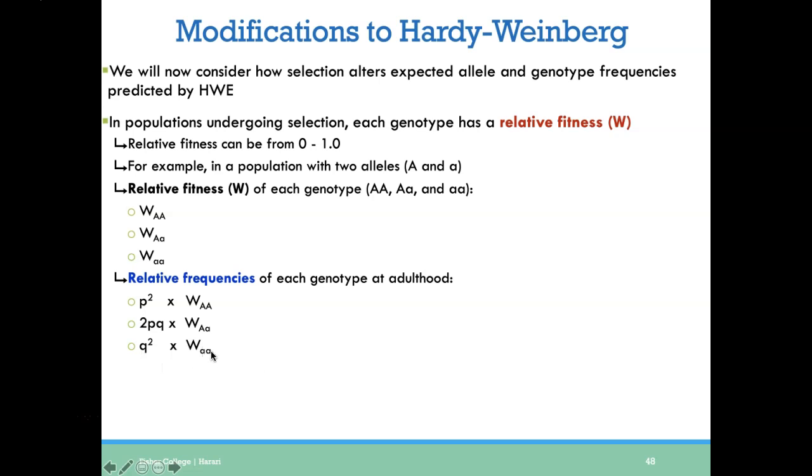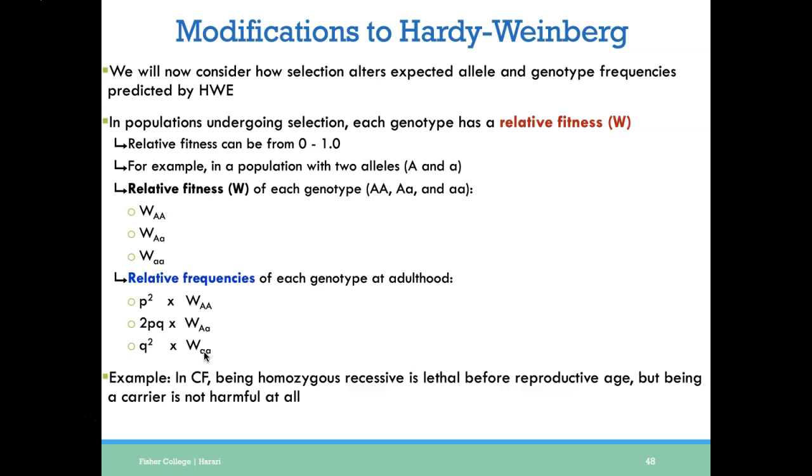So suppose that having a little a little a genotype is really bad, right? It reduces your chance of survival by 50%. So we can say that the relative fitness for little a little a is 0.5. So whatever you think you get in your population in q squared, it's not really the case. Because if you're born q squared, you're not going to make it long enough to be able to survive and pass on your genes. So if you have q squared, you only have a 50% chance at surviving. So the relative frequency of that genotype at adulthood would really be q squared times the relative fitness of the little a little a genotype. So I hope that's kind of clear.